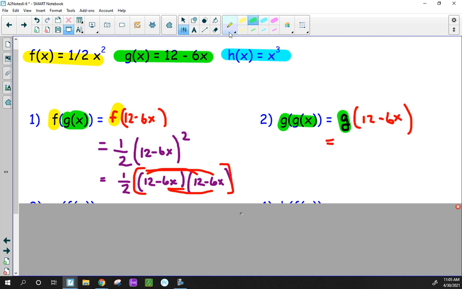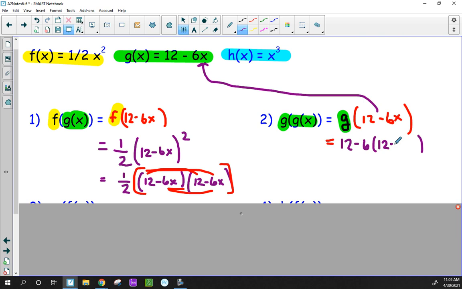Go to the G function, where you see x right here. You're supposed to put all of this stuff in its place. So we're using this function again. 12 minus 6 times something. We drop it down.